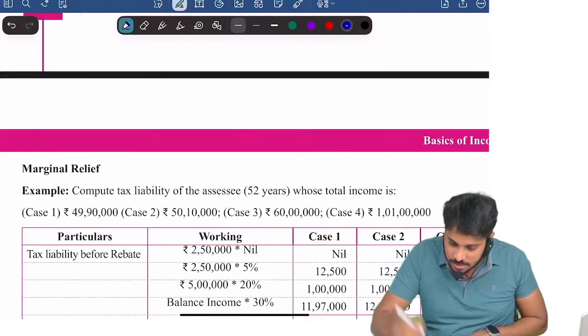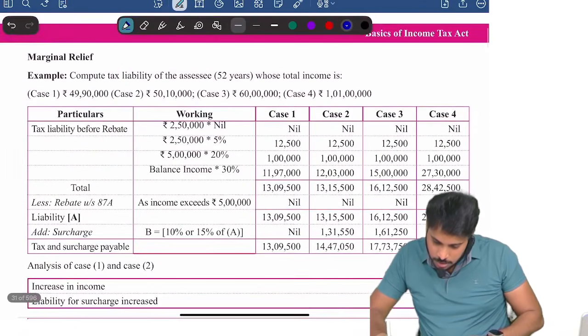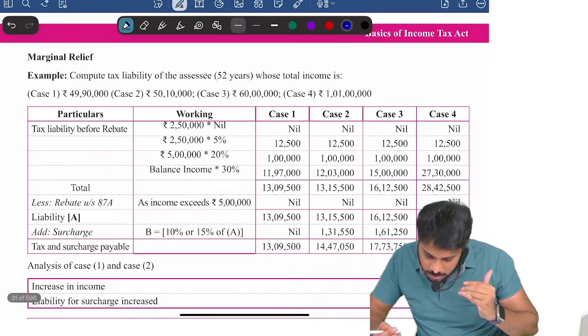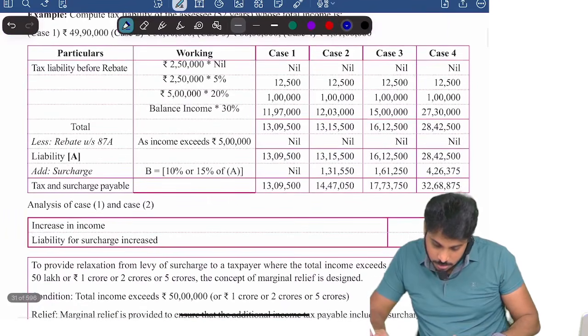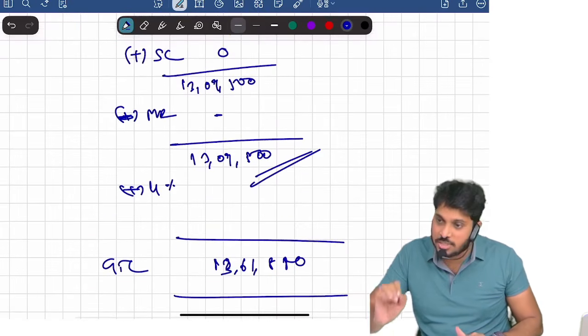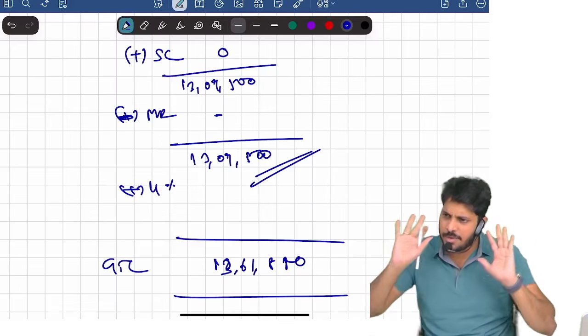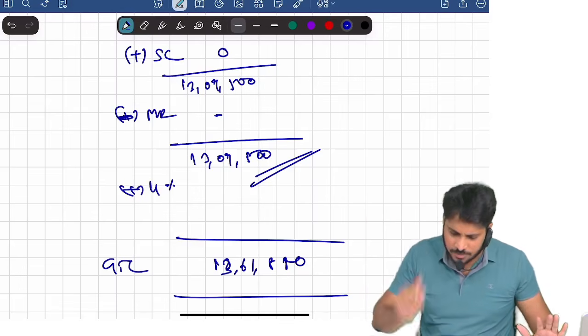Did they give the answer? 13 lakh. Oh, only up to surcharge they gave. Okay, up to surcharge only they gave. That's it. They did not add educational cess. Okay, let it be up to that. Without cess only, let us calculate from their point of view.